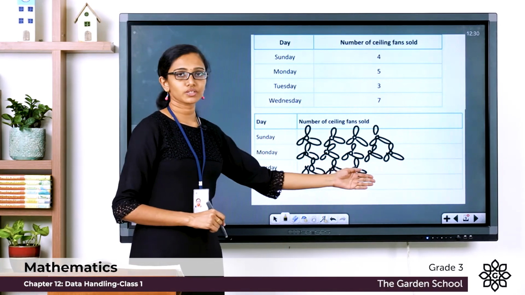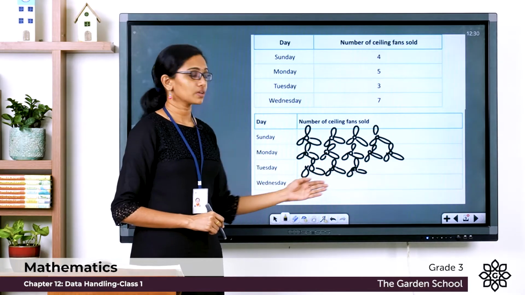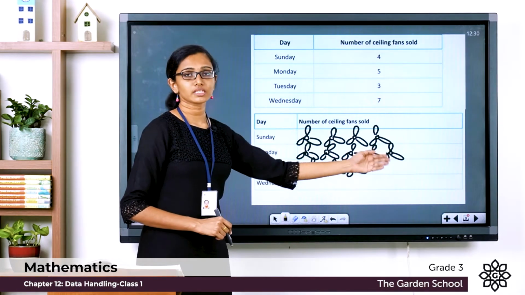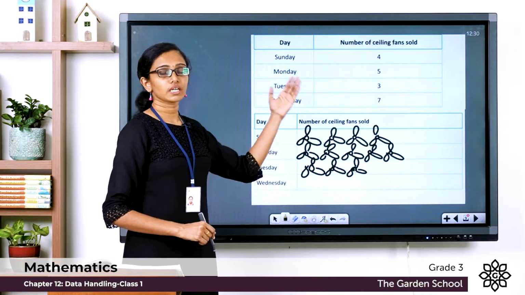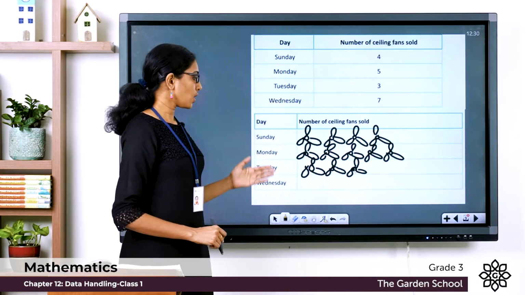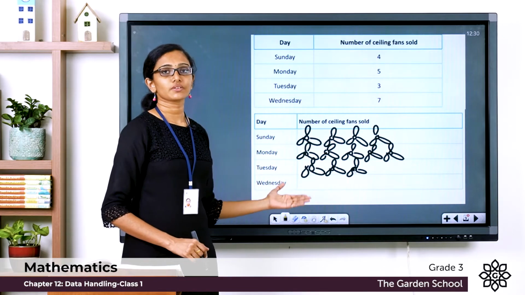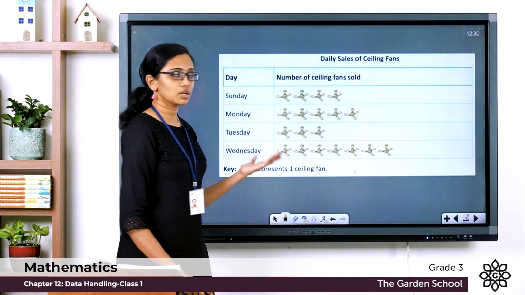So how many images or symbols do you need to draw here? You need to draw 7 images or symbols corresponding to Wednesday. And at the end, you have to give the pictograph a title, and also you have to describe the key below the pictograph.